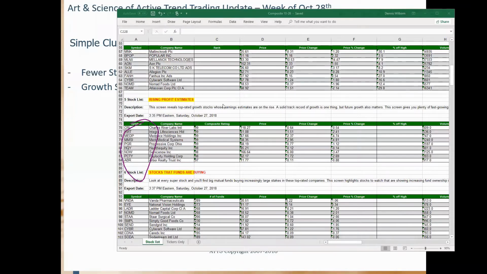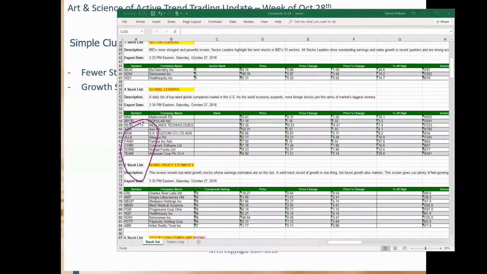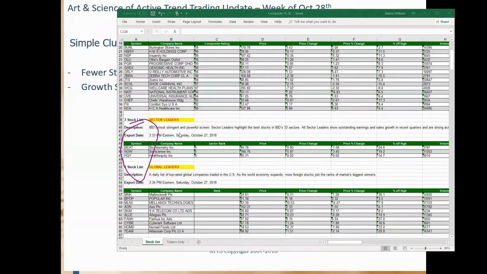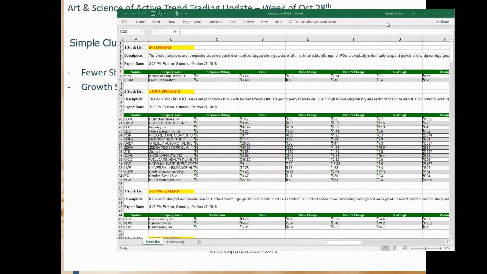Rising profits, small list, and then global leaders. And this is okay, but one of the ones that I always look at is the sector leaders. There's 90 plus sectors in the IBD series of stocks. Look at only 3 sector leaders out of all the sectors. That is showing absolute weakness in the market. So there's a little tip for you.